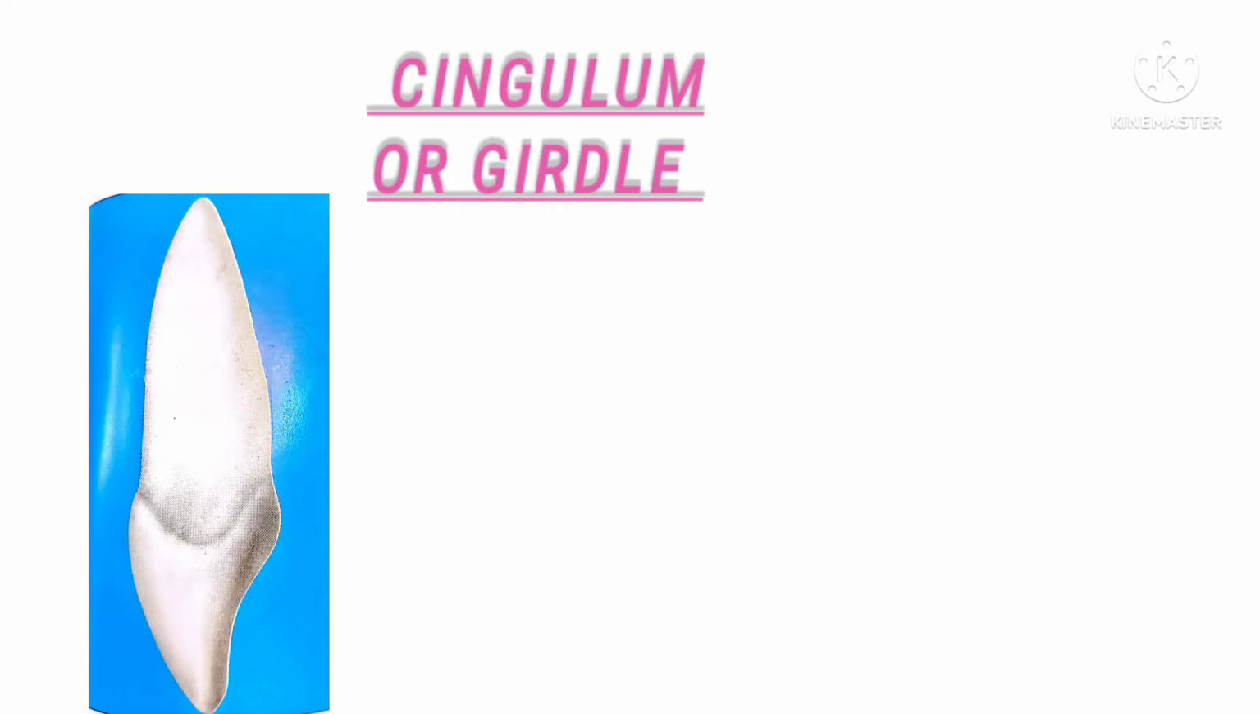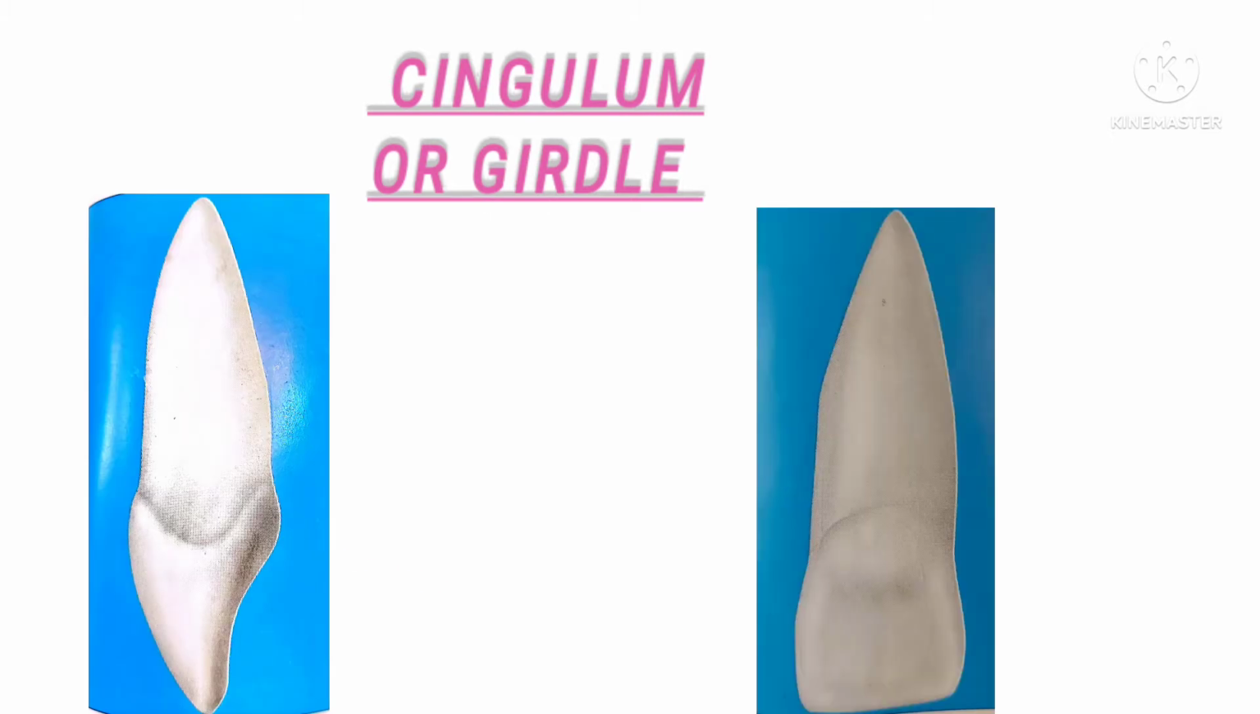First one is cingulum. Cingulum is a Latin word for girdle, and it is present in all the anteriors and is most prominent on the maxillary permanent canine. And cingulum is the lingual lobe of an anterior tooth, and it makes up the bulk of the cervical third of the lingual surface.